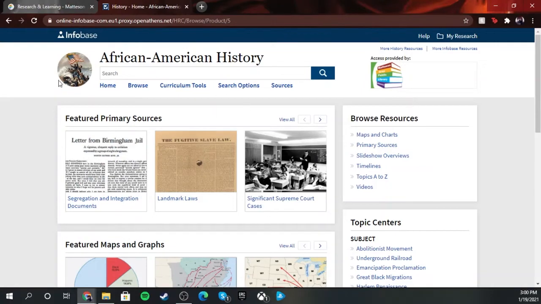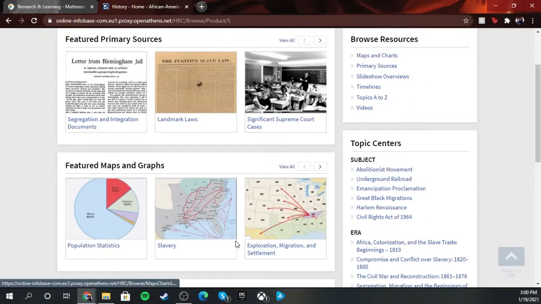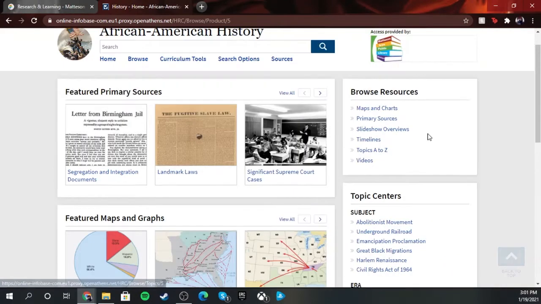As you can see, there are a couple of different resources that they put up for you in the beginning, in different categories. They have different maps, so you can see the migration, the settlements, population statistics, different areas, where slavery was, different ports, and where people traveled. They have different documents. These are the primary resources here in the middle. We also have, you can browse resources. So if you want to go through slideshows, different timelines, topics from A to Z, and videos, it covers over 500 years. So there's a lot of information on this website.